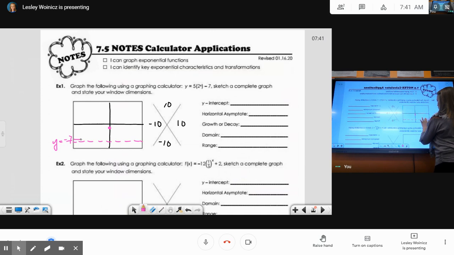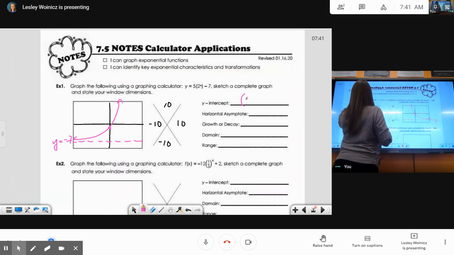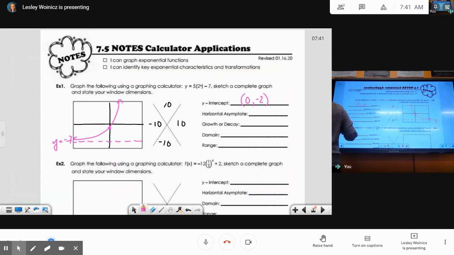And it's going like that. Okay, so my y-intercept was 0, -2. My horizontal asymptote was y equals -7. I have growth because my base is 2. I'm multiplying by 2 every time and doubling. My domain is all real numbers, and my range is y values that are greater than -7.